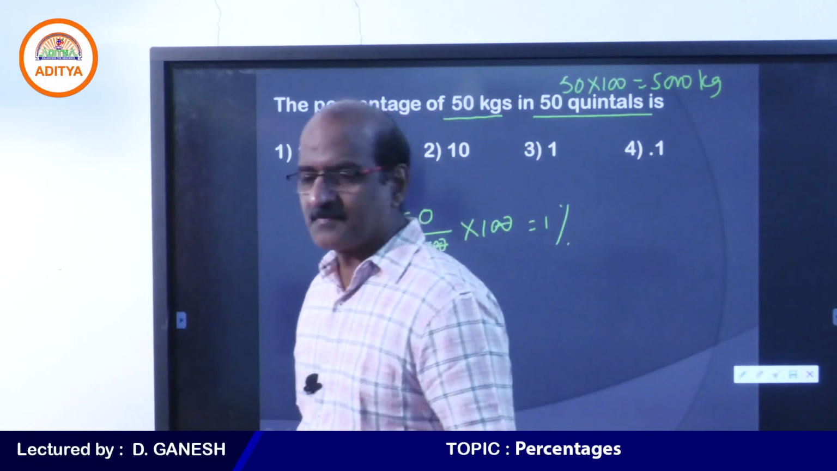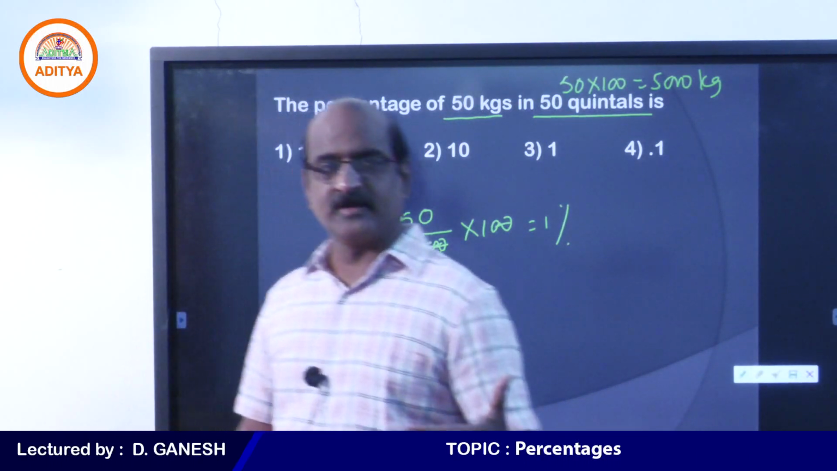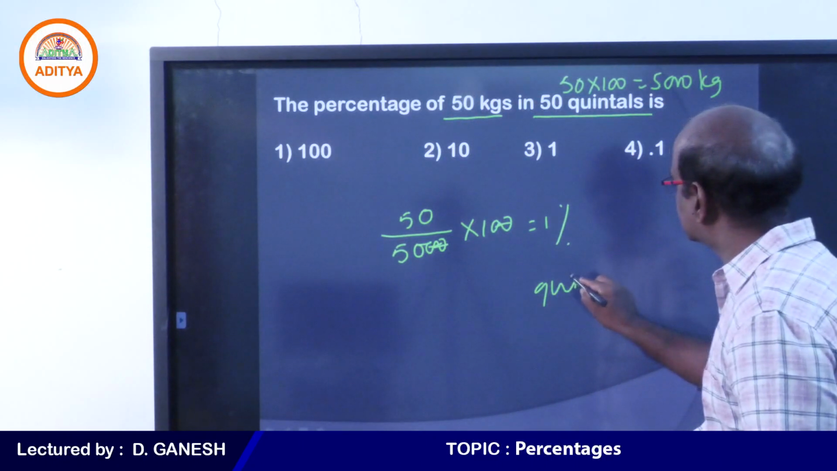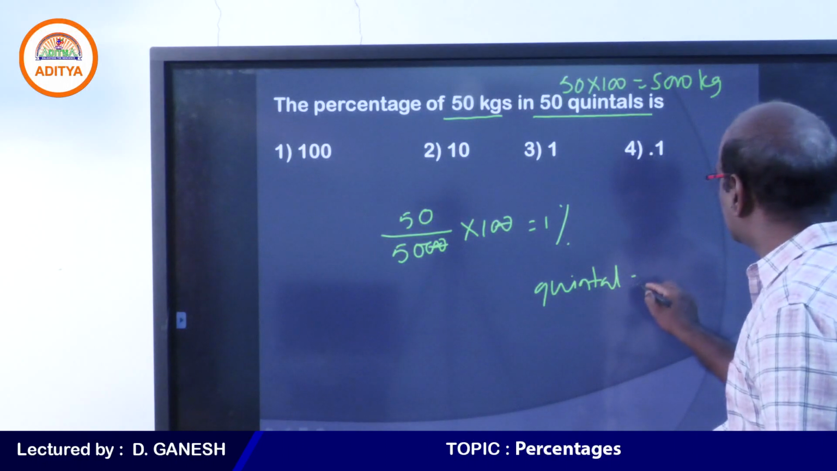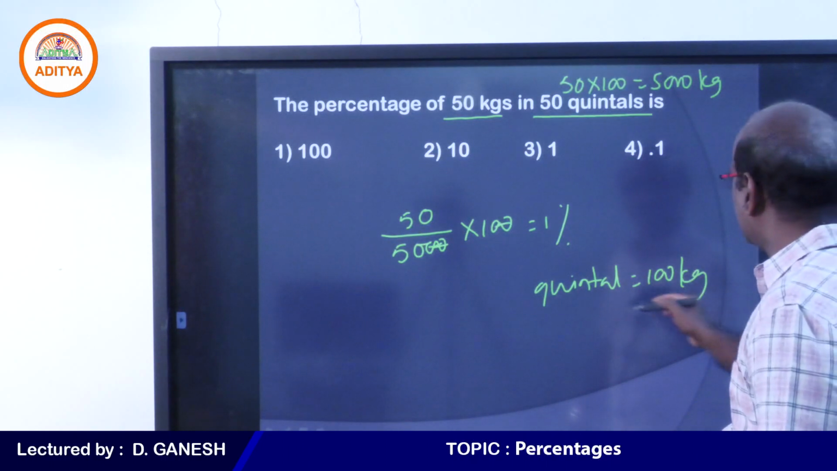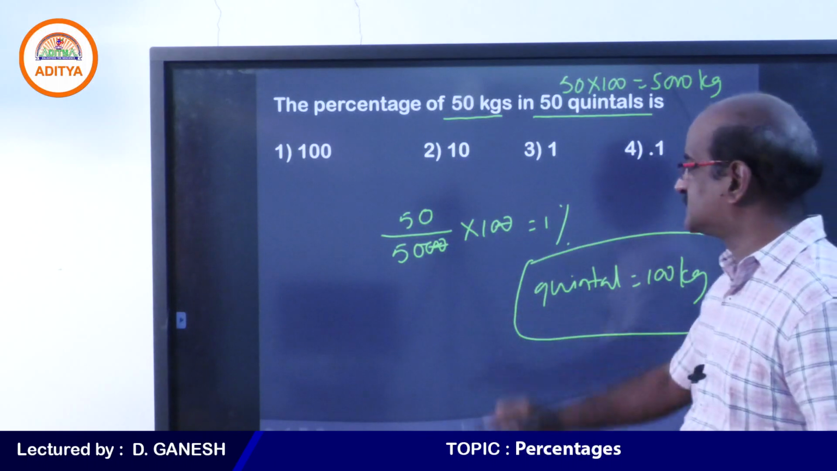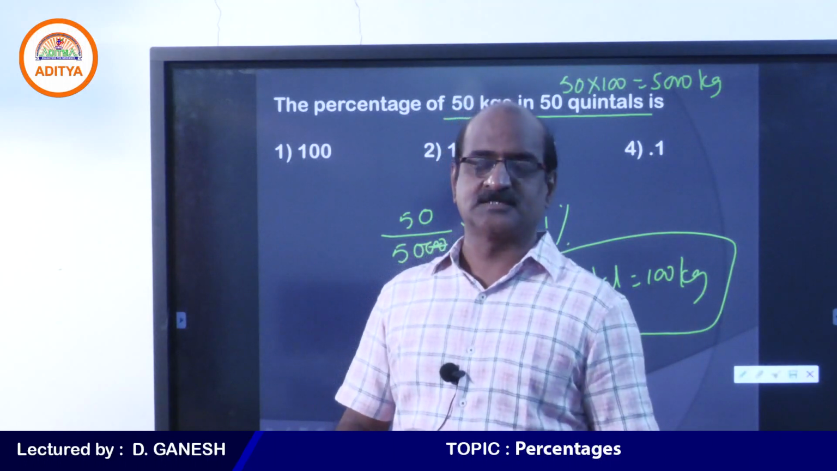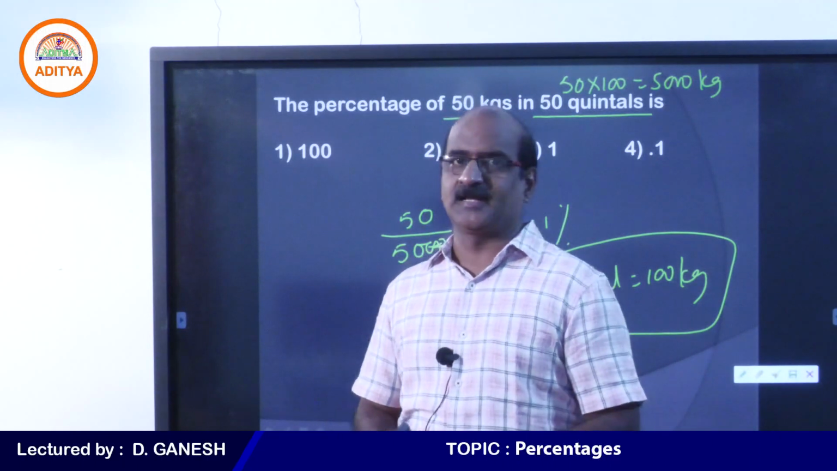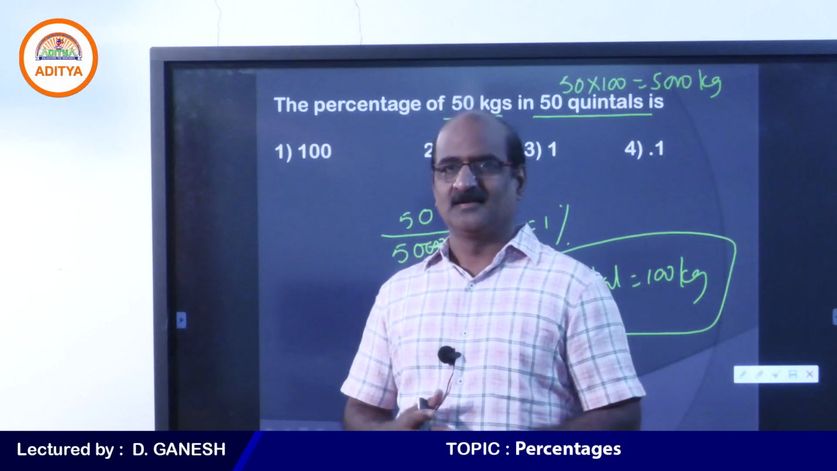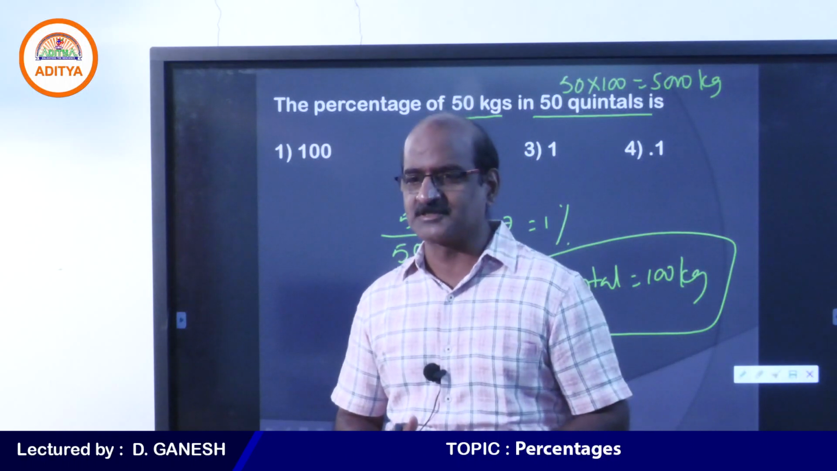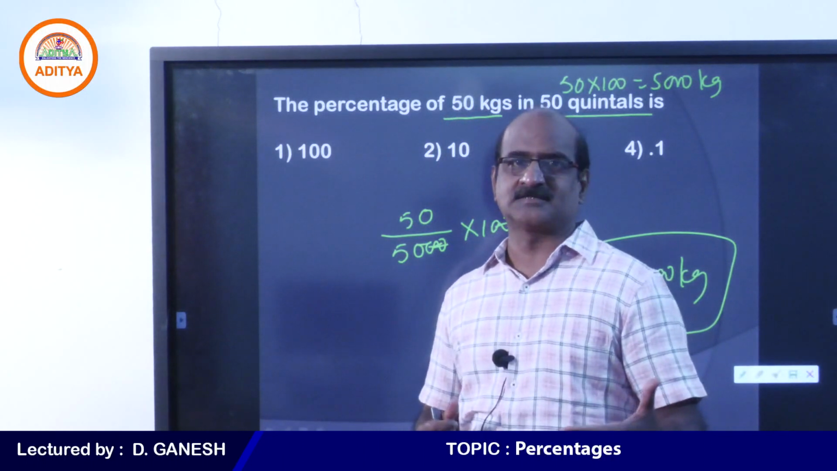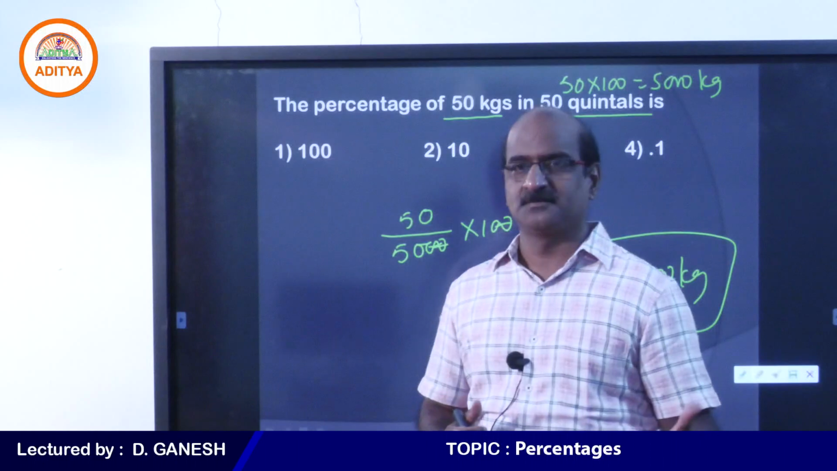Student, you need to know that every 1 quintal is obviously 100 kg, because as we have just seen, a quintal is nothing but 100 kg. So 50 quintals means 5000 kg. So we have to see what is 50 out of 5000. When it comes to percentages, it is 1%. I hope you understand this. Therefore your answer must be 1%. So this is the significance of percentages, and this is how we calculate percentages.